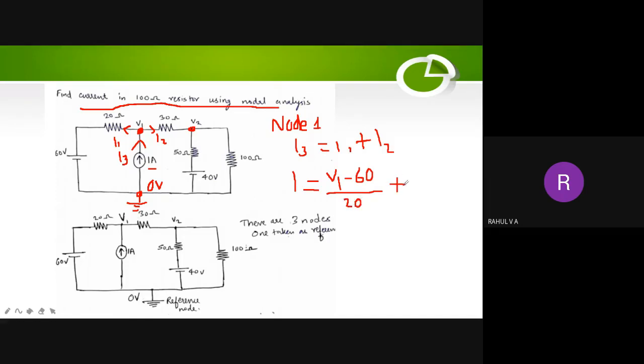plus. What is the potential difference across 30 ohm resistor? One end of the 30 ohm resistor is node 1 and another end of 30 ohm resistor is node 2. So it is V1 minus V2. The potential difference across 30 ohm is V1 minus V2, and divided by resistance 30 gives you current. So this is the first equation. 1 is equal to V1 minus 60 divided by 20 plus V1 minus V2 divided by 30. So this is the first equation.